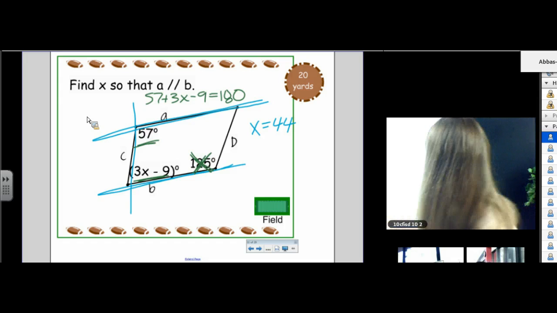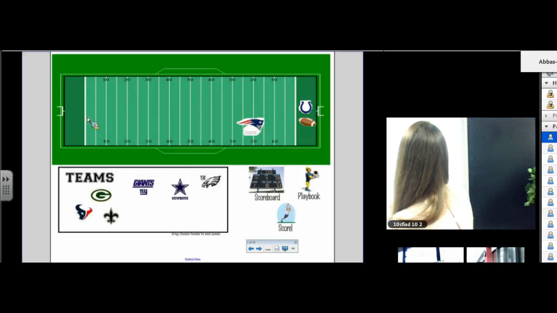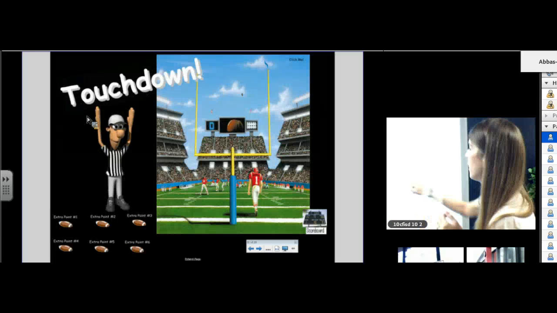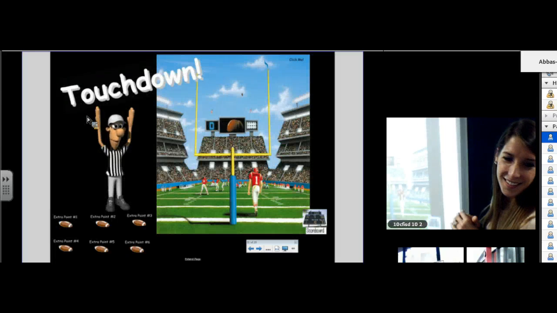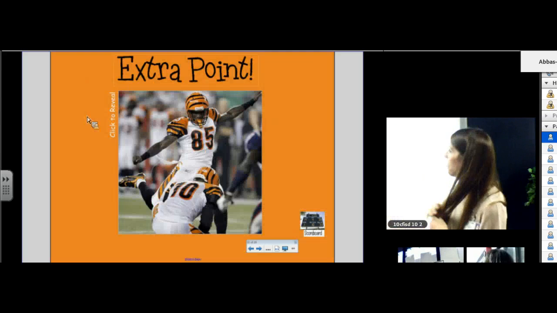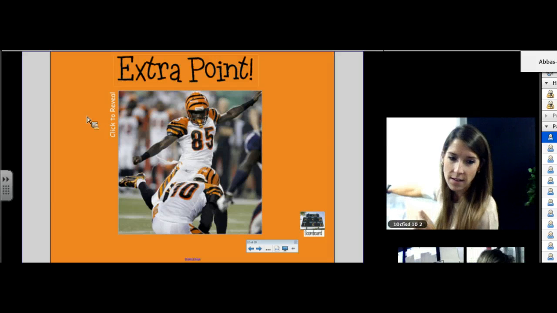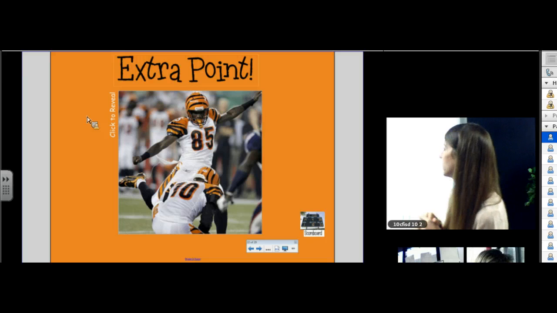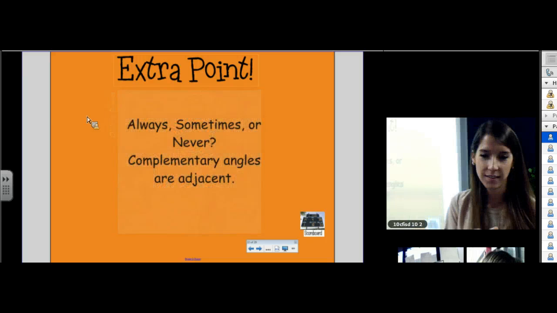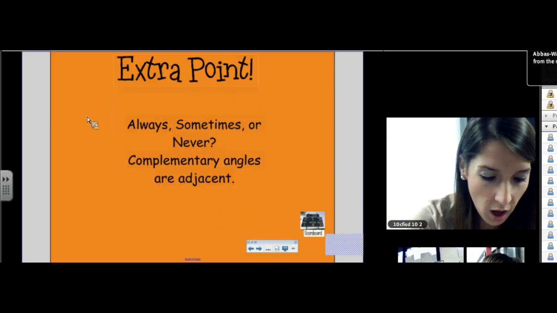Yay, good job. So 20 yards, 10, 20, score, score. Do you hear the cheering? Okay. So your extra point is extremely easy. It's from, I think it's from last unit. Ready? I'll call on someone. They'll be our kicker. Don't say the answer. All right. Our kicker is Alton.